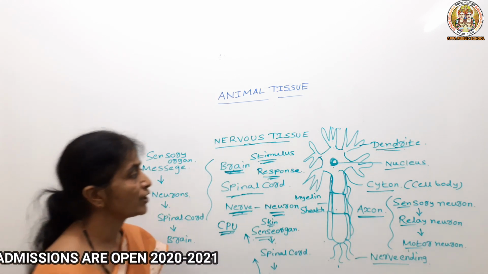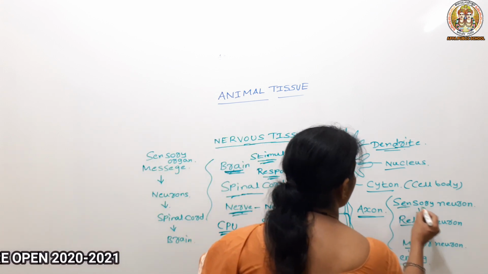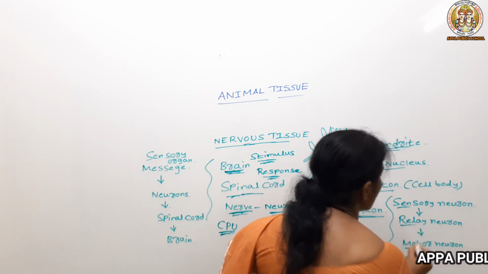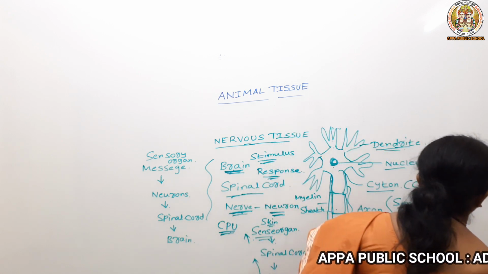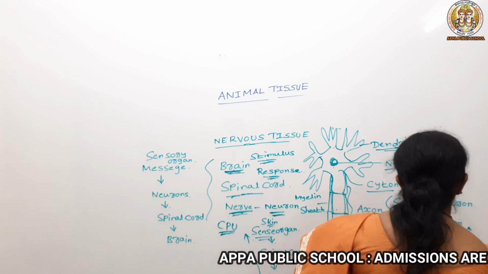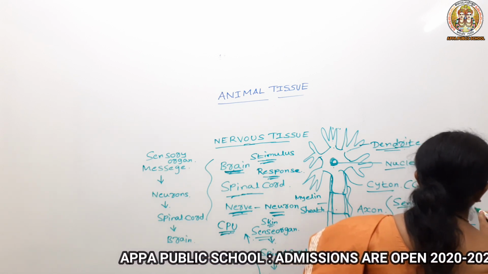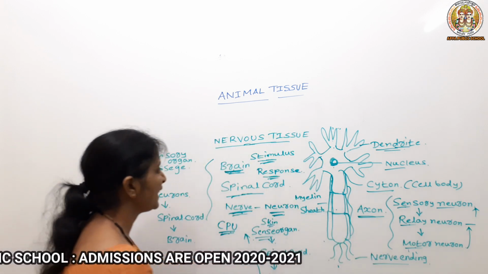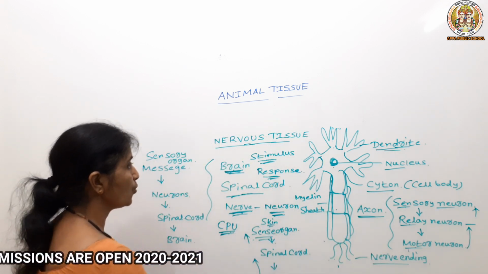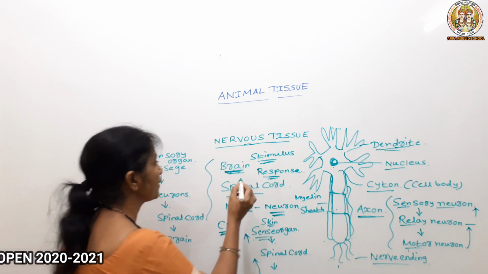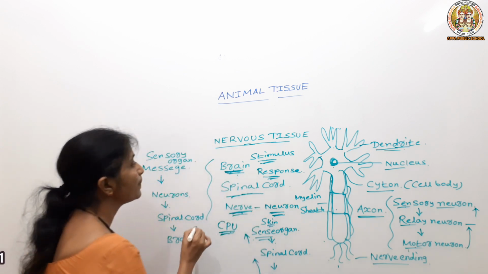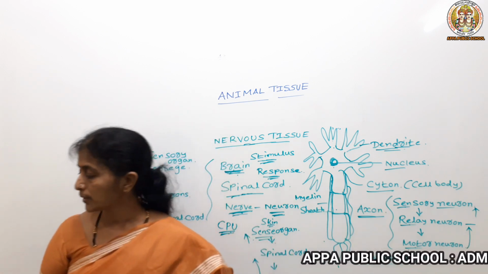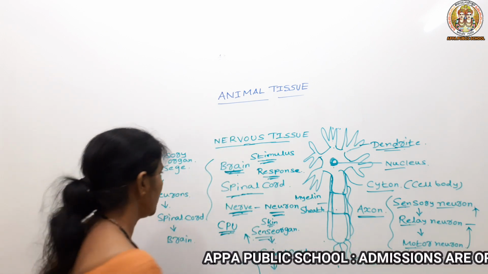So, what is the main function of sensory neuron? It will be taking the message through the relay neuron next to the motor neuron. In the reverse way, the motor neuron will take the response next to relay neuron, then it will bring back the message to the sensory neuron. So this is the main structure of the neuron and how the nervous tissue helps to take the message from one organ to another organ. So this is about the nervous tissue.